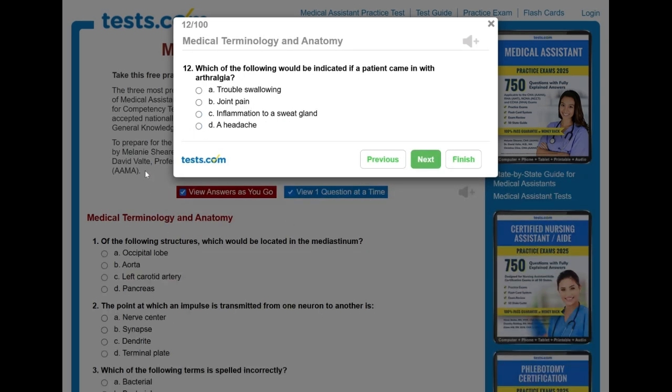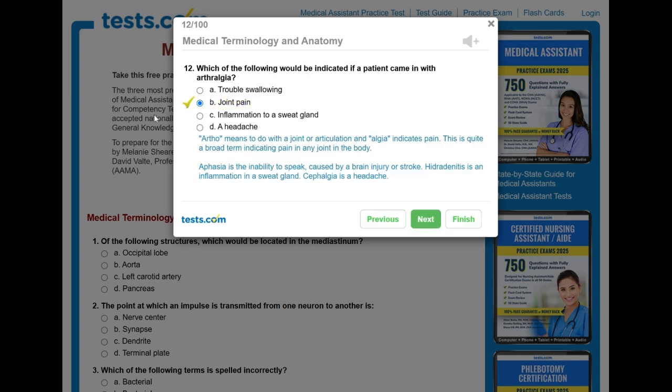Question 12. Which of the following would be indicated if a patient came in with arthralgia? A. Trouble swallowing. B. Joint pain. C. Inflammation to a sweat gland. D. A headache.